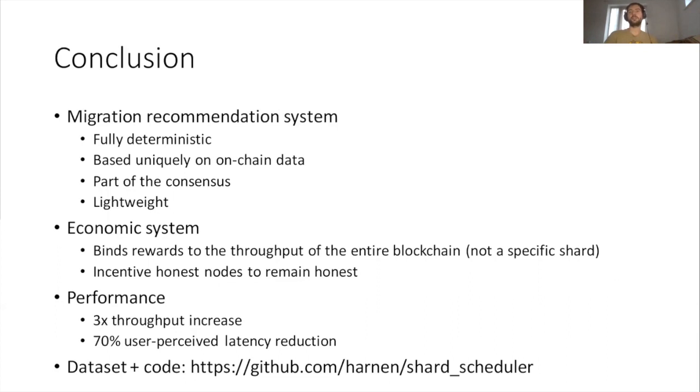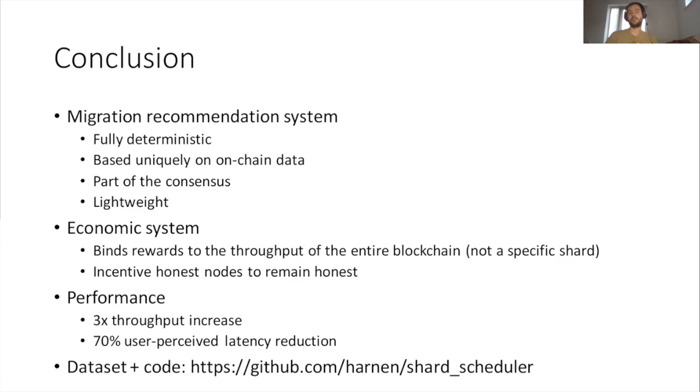We also built an economic system that binds the rewards received by the miners to the throughput of the entire blockchain and not to a specific shard. So it basically incentivizes the honest nodes to follow the protocol and to remain honest, because that's the strategy that will give them the most payoff.